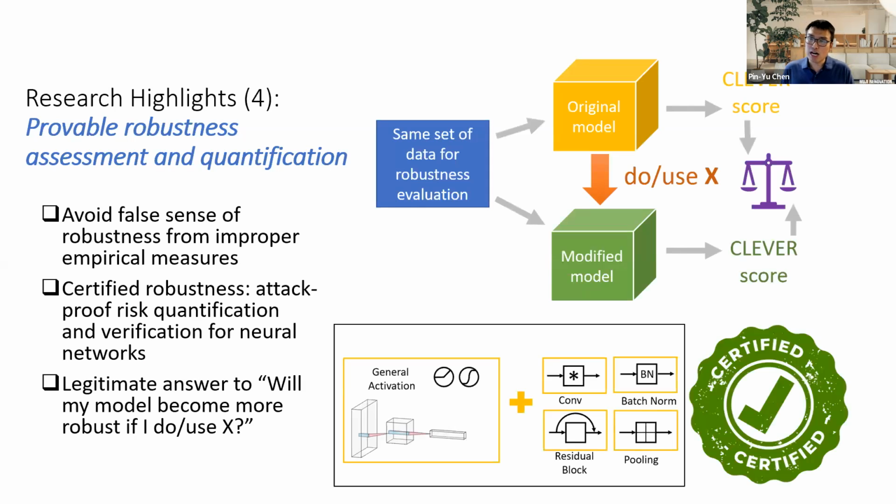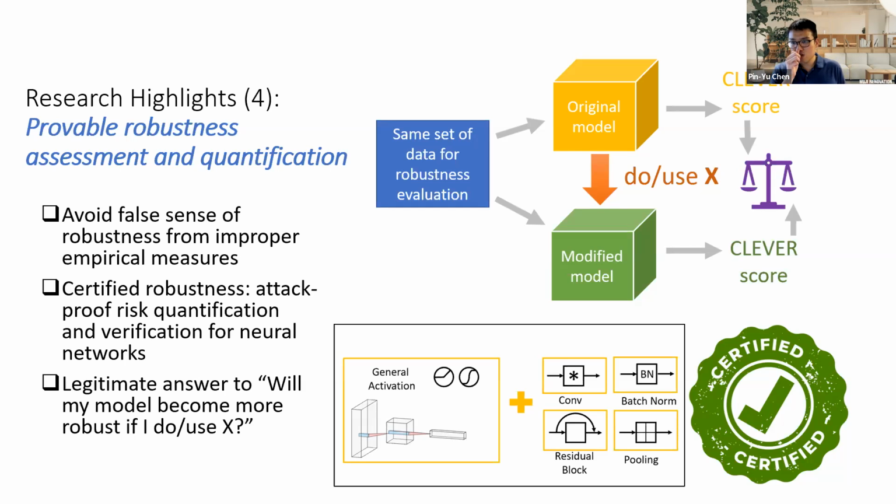So ideally we would like to have a score to quantify the level of robustness, especially when we are doing some defenses or some mitigation strategies on a given model. We would like to have an independent score to quantify how much improvement our model may have from the changes we made.